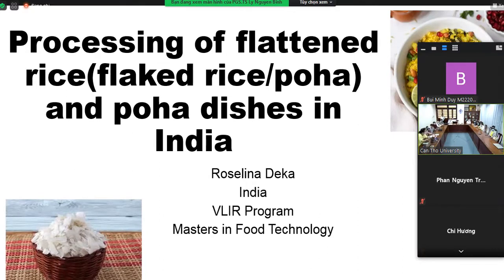Today I'm going to present on the topic processing of flattened rice, flaked rice or poha, and poha dishes. I chose this topic on flaked rice because flaked rice is one of the favorite and healthy breakfasts in India. So that's why I wanted to share more information about it.